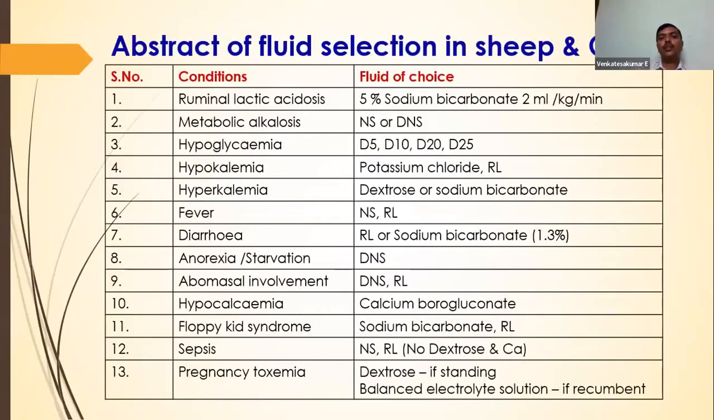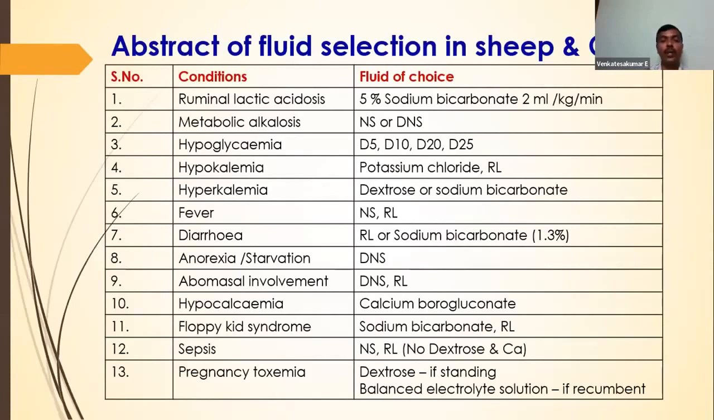Abstract of fluid selection in sheep and goat, I have roughly made. So for ruminal lactic acidosis, we can give sodium bicarbonate. Metabolic alkalosis, normal saline and DNS. Hypoglycemia, you can go for a higher percentage dextrose solution. Hypokalemia, potassium chloride or Ringer's lactate. Hyperkalemia, suppose an animal is having hyperkalemia, you can give dextrose and sodium bicarbonate solutions.